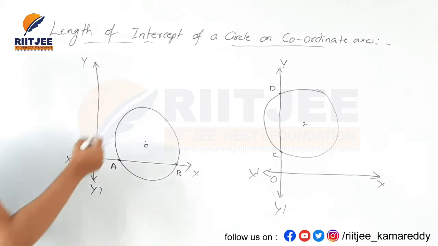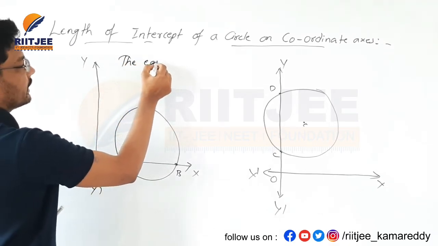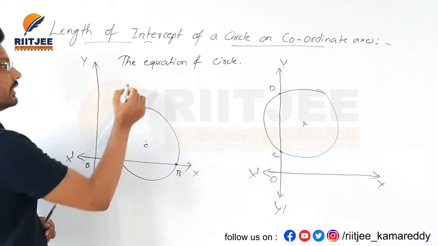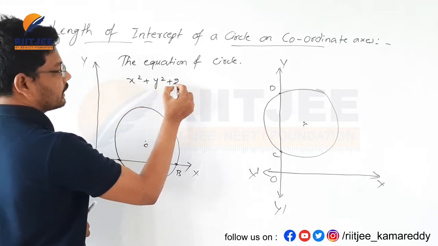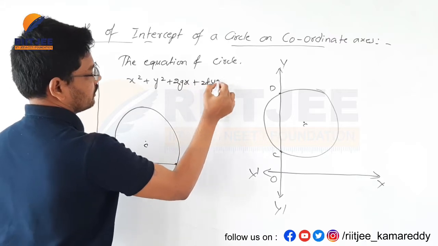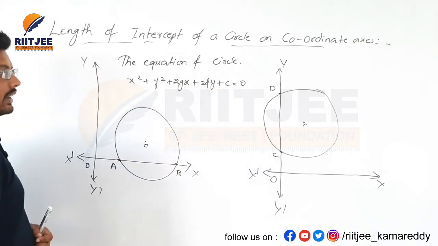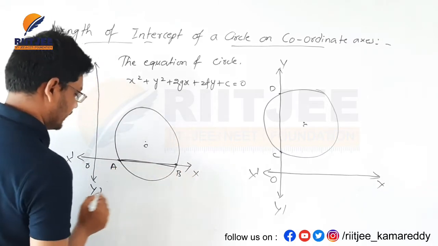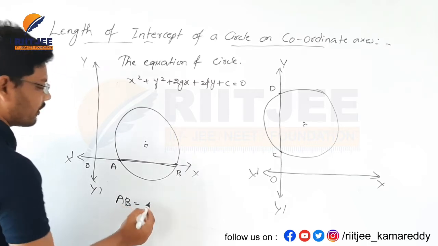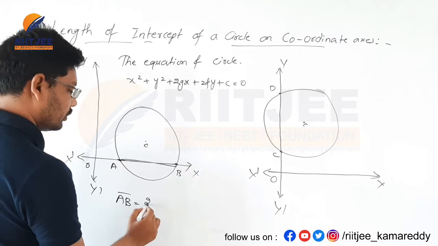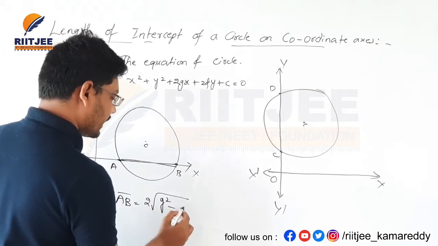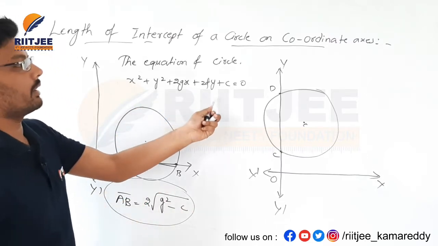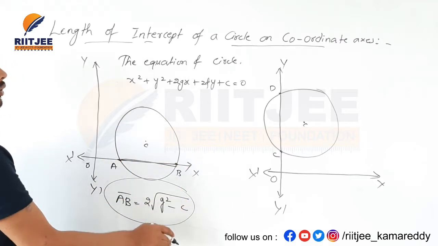And here the equation of circle is x square plus y square plus 2gx plus 2fy plus c is equal to 0. This is the equation of circle. Here we need to find the length of intercept. The length of AB is equal to 2 into square root of g square minus c, when a circle x square plus y square plus 2gx plus 2fy plus c is equal to 0 intersects only on the x-axis.